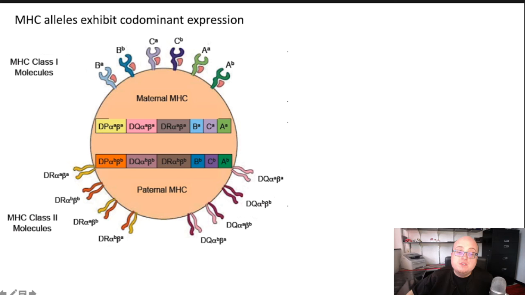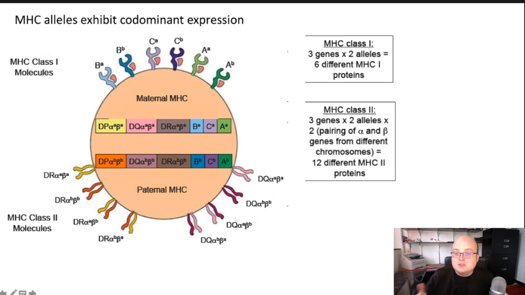We get the same thing with DQ, and it's not pictured here, but we would have the same thing ultimately with DP as well. They just kind of ran out of room on this figure. So if we take the numbers then, that means that the combination of polygeny and polymorphism and codominant expression, all of those things mixed together, means that we can make 6 different versions of MHC class 1 proteins, and ultimately 12 different versions of MHC class 2.